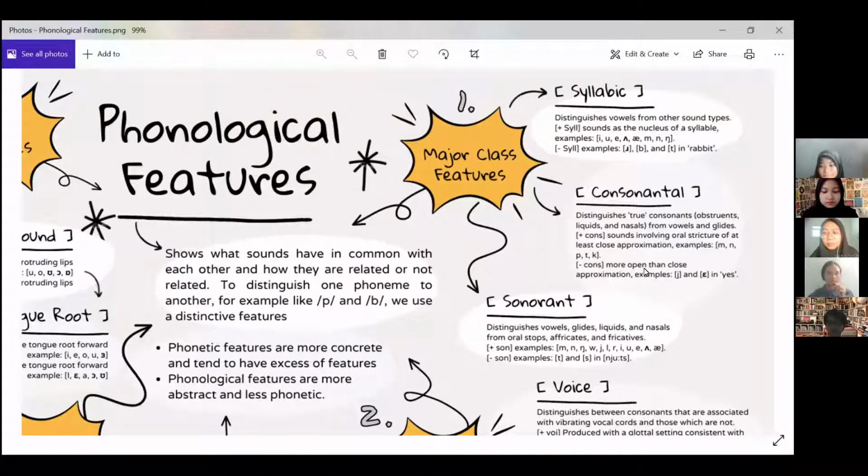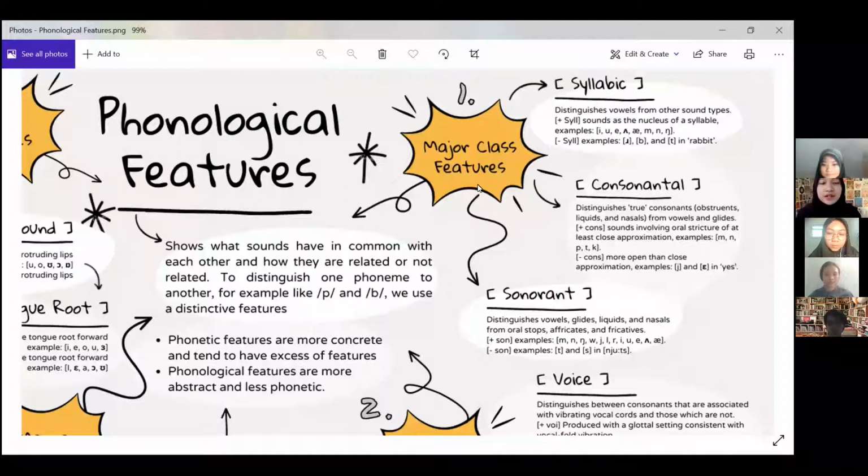And then the last major class feature is sonorant. This feature distinguishes vowels, glides, liquids, and nasals from oral stops, affricates, and fricatives. Positive sonorant sounds show a clear formant pattern. The members are n, w, y, and so on. Negative sonorant sounds show no clear formant pattern. The examples are t and s in nudes. The next will be delivered by my friends.